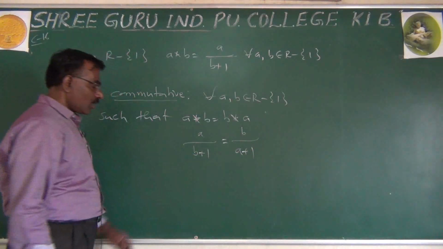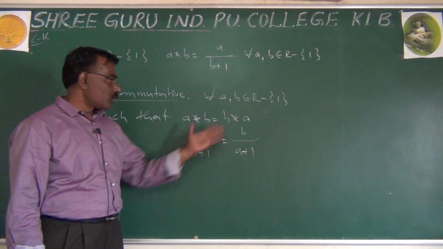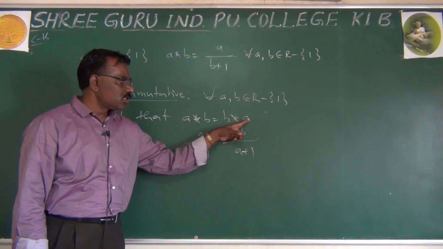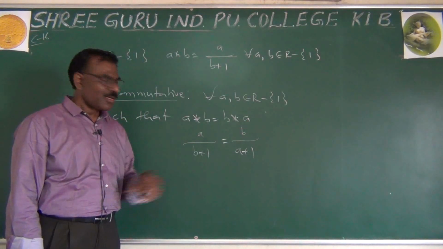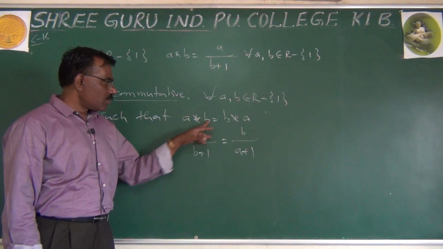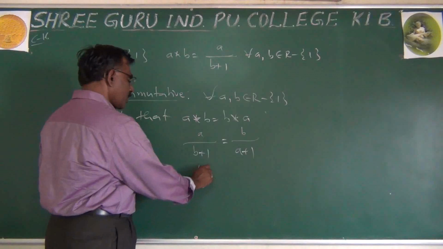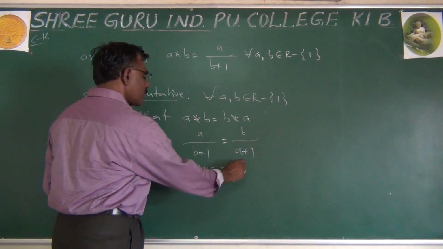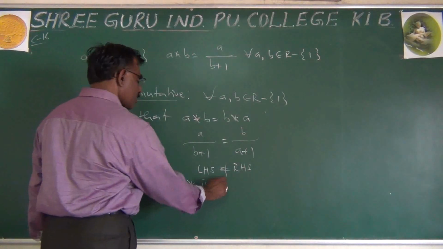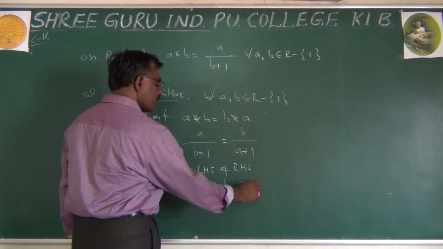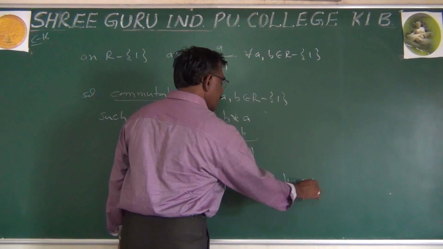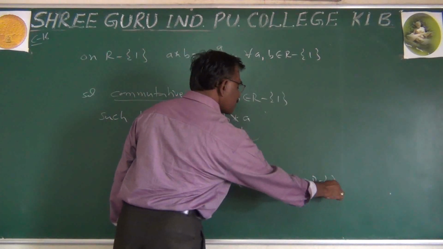a star b is a by b plus 1. What is b star a? b divided by a plus 1, versus a divided by b plus 1. LHS is not equal to RHS. Therefore, star is not commutative on R. Understood, R other than 1.